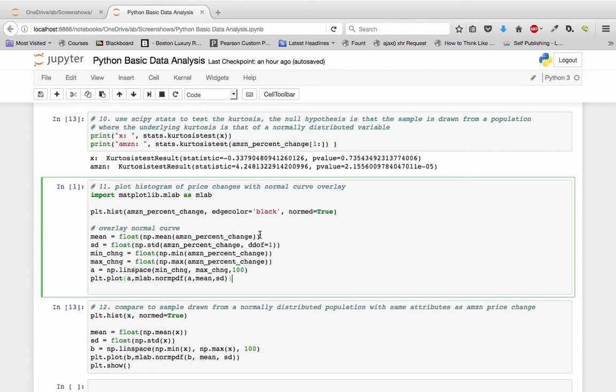Down here I've calculated a few things so I can use them in that normal curve overlay. The only real interesting thing here is that I have generated a small data set using the NumPy linspace, which basically is going to give us 100 data points between the minimum and maximum change on Amazon, equally spaced. Then I'm going to turn that into a plot that uses the MLab normal probability distribution.